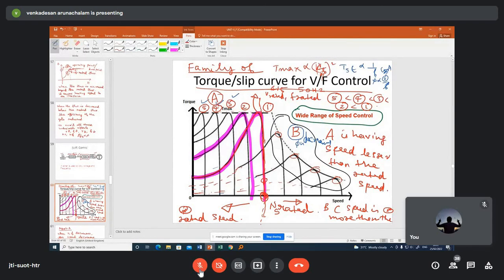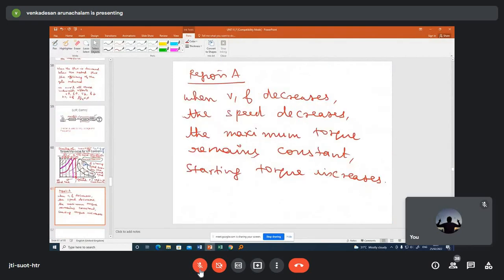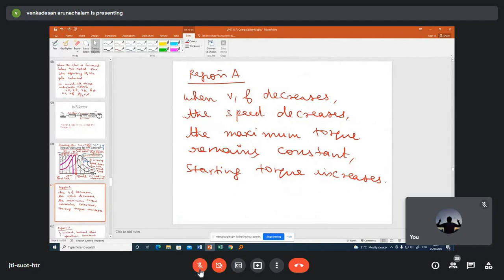So this is the torque-speed curve for various V by F values. That is what I have written here. Region A, when V and F decrease, speed decreases, maximum torque remains constant, starting torque increases. So this is for below the rated speed control.